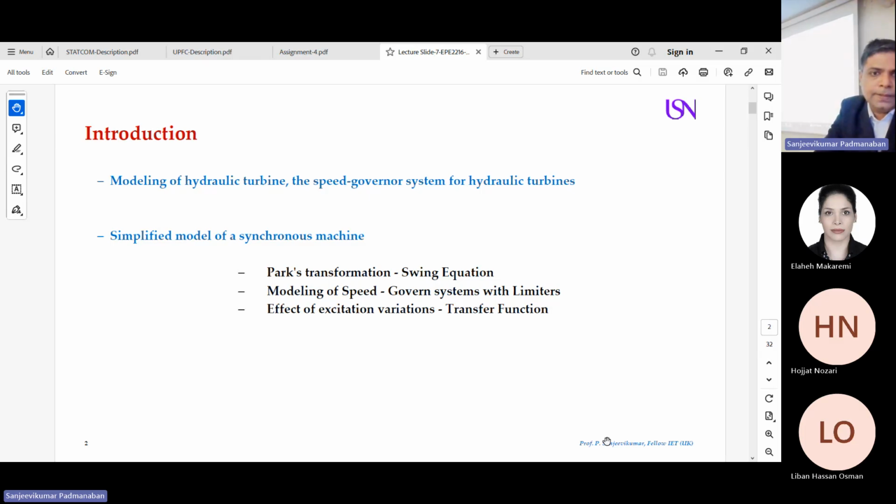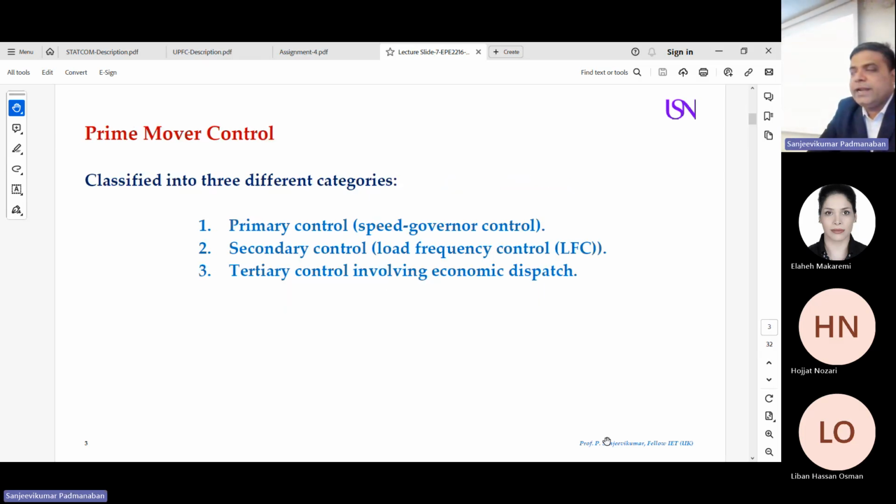I'm giving an outline. There are three types of control. One is primary control, which is called speed governor control. Secondary control is called load frequency control. We already saw many LFC methods in our previous lectures. And the third one is called tertiary control, which involves economic dispatch. So this is the complete modeling of your power system. If you want to model a power system analytically using software, there are only three parameters you have to look at: primary control, secondary control, and tertiary control.